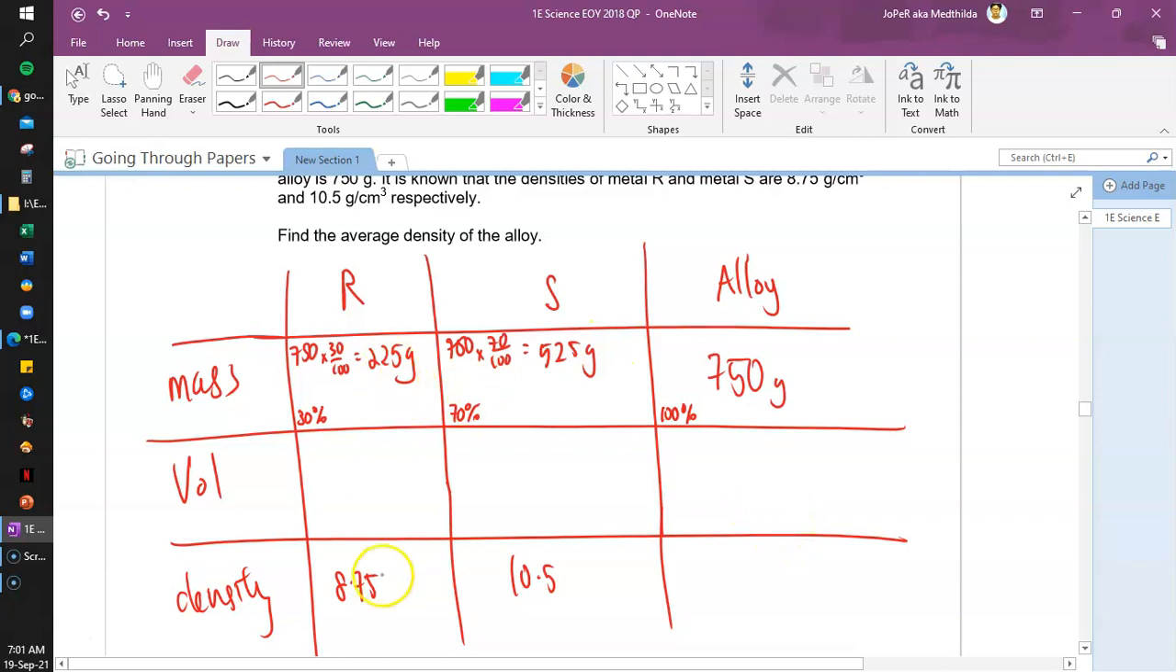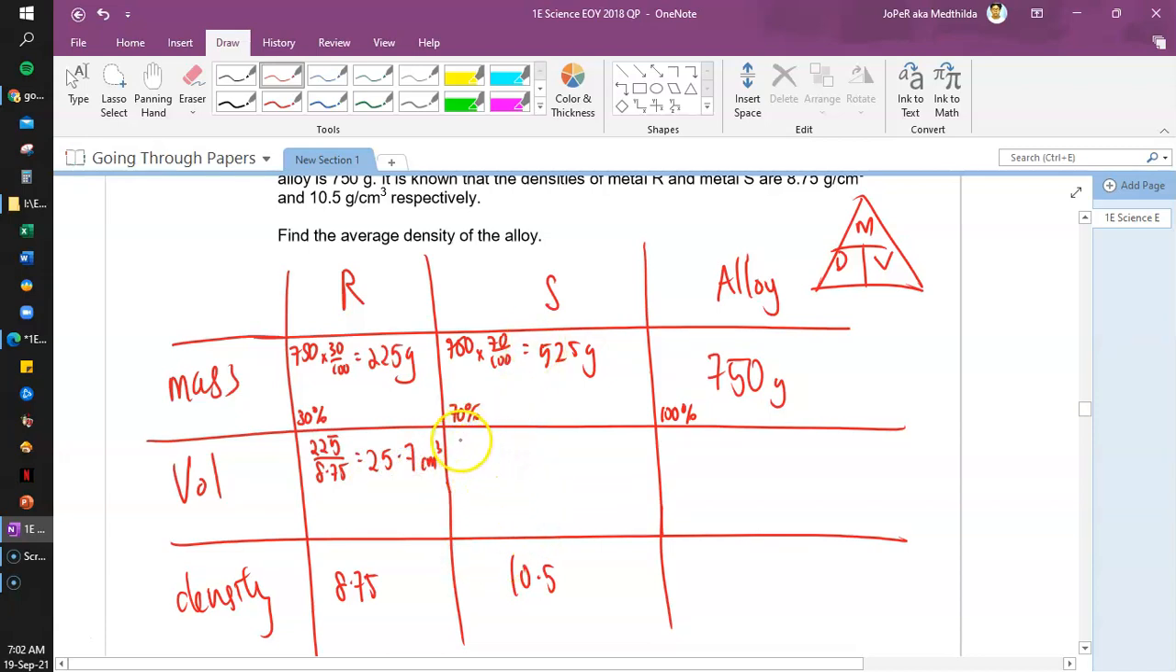Now, as a teacher, what should I do next? I got a mass, I got a density. So the triangle that you will always be using is M, D, V: density equals to mass over volume. So this is a triangle you have over here. To find the volume, we take the mass divided by density. So the volume of R is the mass divided by the density. I take 225 divided by 8.75, and you're going to get 25.7 cm cubed.